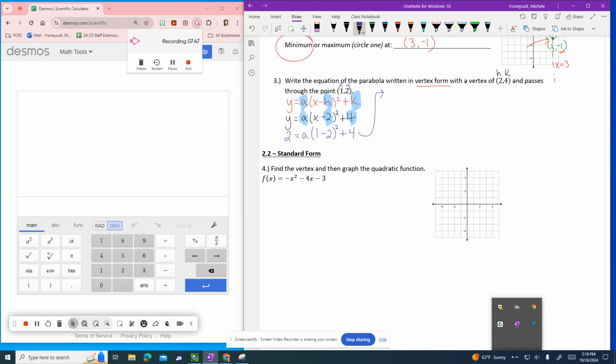So if I follow order of operations, 2 equals a times (negative 1) squared plus 4. Simplify a little further. Negative 1 squared is 1, so we have a plus 4 equals 2. Subtract 4 on both sides, we get negative 2 for a. So now we are going to take the fact that a equals negative 2 and the vertex is (2, 4). Those two pieces of information I'm going to substitute into my vertex form and write my final answer. y equals negative 2(x minus 2) quantity squared, plus 4.